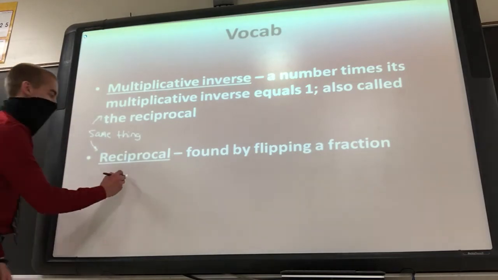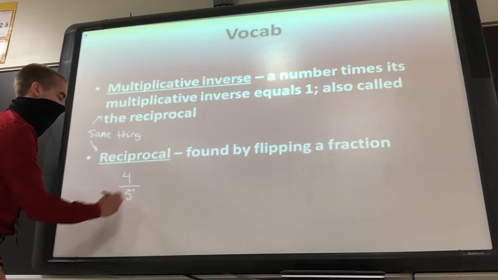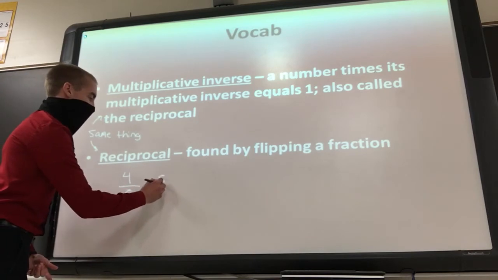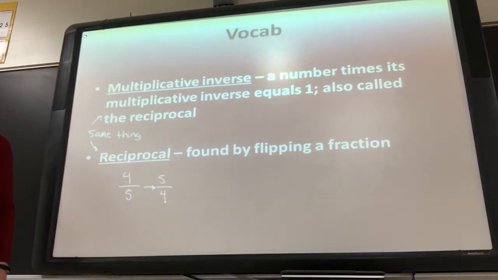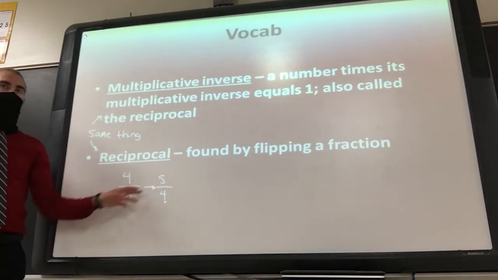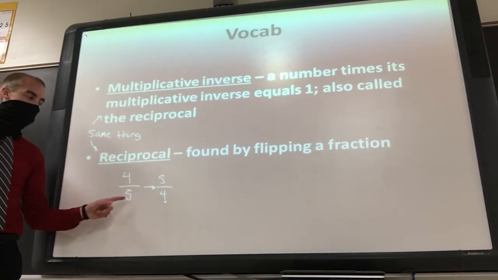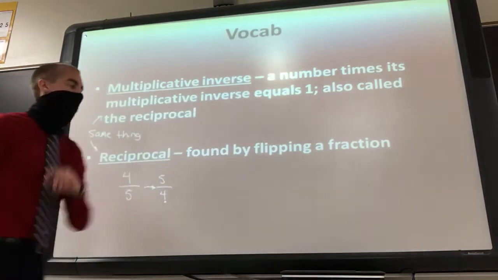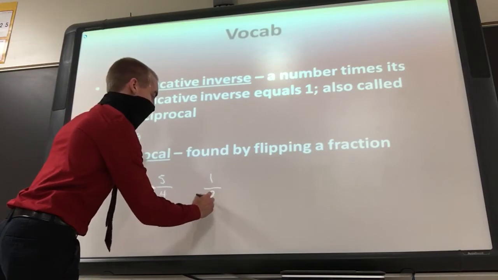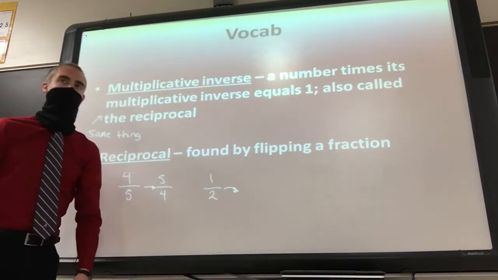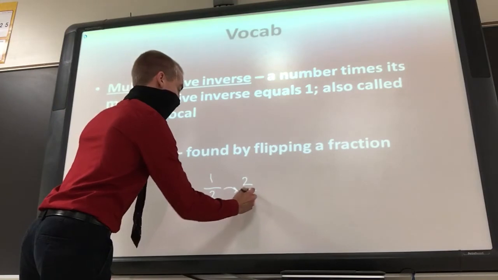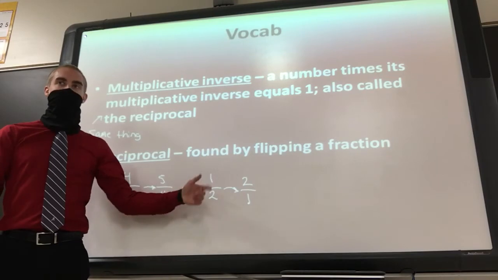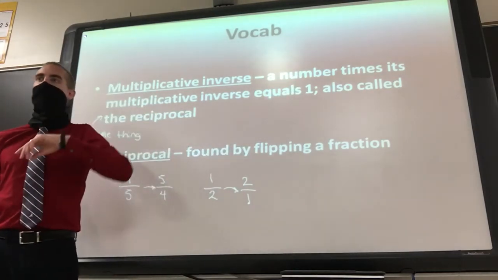If we had 4 over 5, the reciprocal of 4 over 5 would just be the flip version of it. It would be 5 over 4. If we multiply these two together, we get 20 over 20, and 20 over 20 simplifies to 1. Okay, what if we had 1/2? The multiplicative inverse of 1/2 would be 2 over 1, or just 2. And 1/2 times 2 over 1 gets you 2 over 2, which is 1.